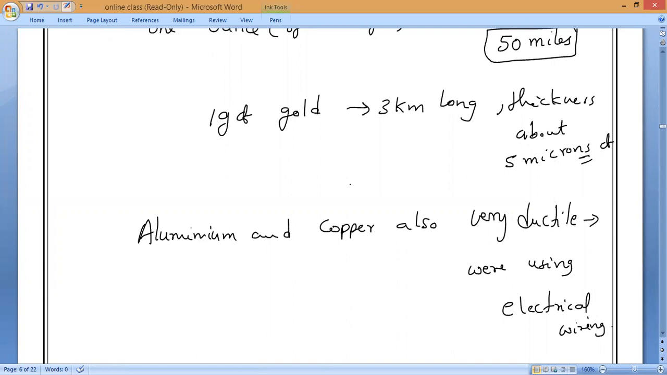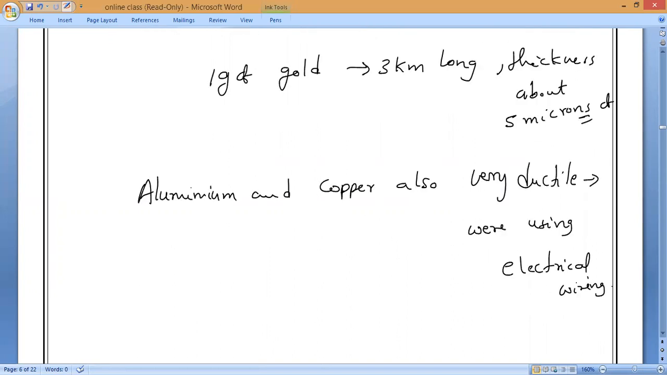That is why you can see we use copper wires in very few areas, like high voltage current. For normal connections, like a single bulb, we use aluminum wires because they are also highly ductile in nature. Do you understand everyone? So that is why we use them in electrical wiring. Ductility is another important characteristic property of metals. You have to remember.